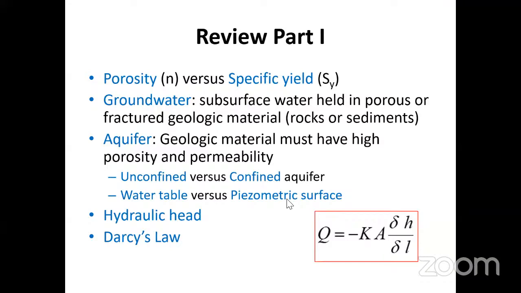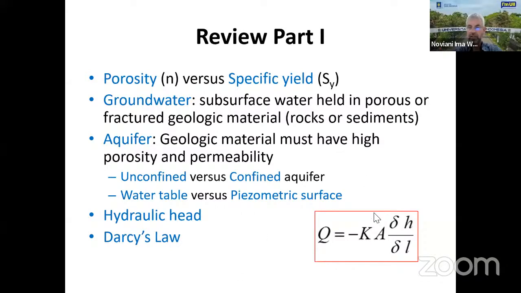It is a measure for how easy it is for the aquifer material to conduct water. A high K means the material has a high conductivity, easy for groundwater to flow through. Low K means that's the opposite. So it's very difficult for water to flow through material with low K.